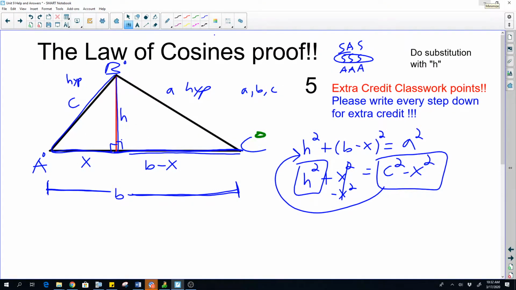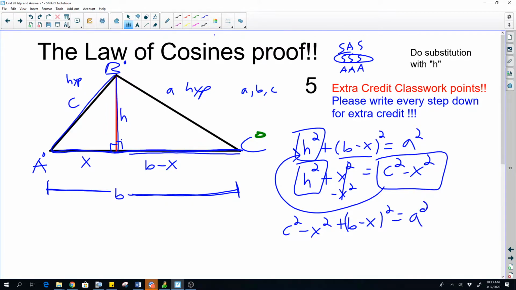Okay, so then we plug that in there. In place of h squared, we're going to plug in c squared minus x squared. So now we have c squared minus x squared in place of the h squared. That's this section here. Then we'll just bring this next part down. So plus b minus x, all squared, equals a squared.